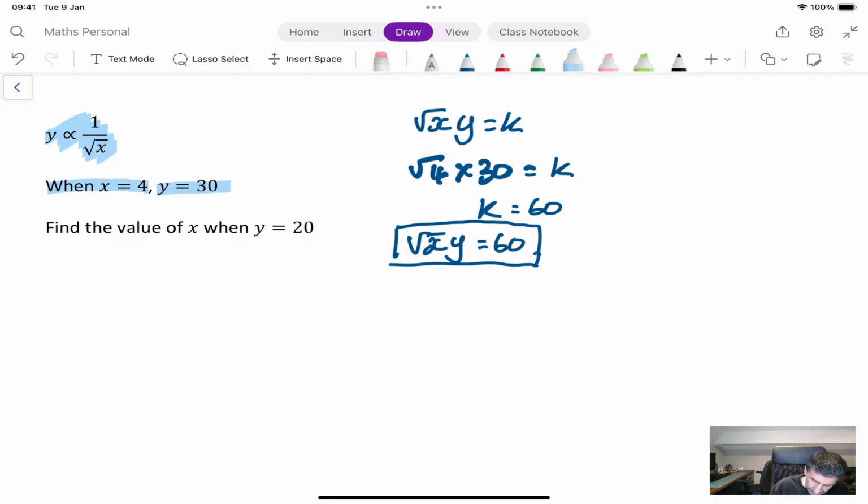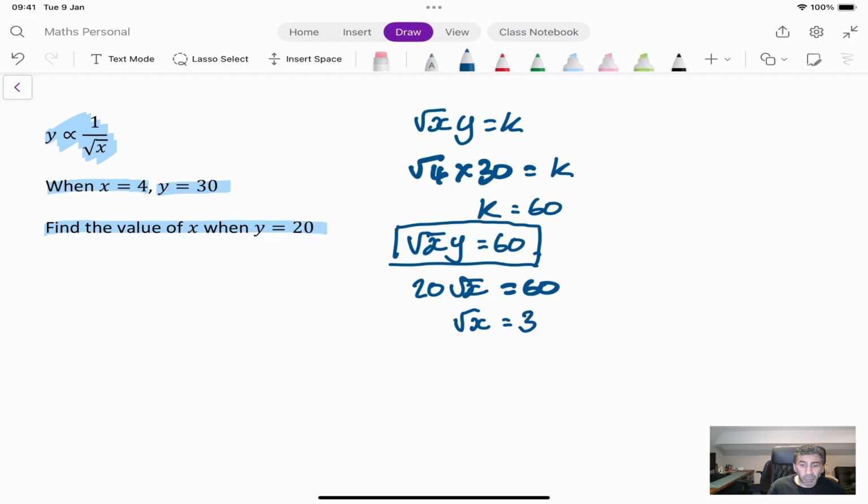So the question itself is saying find the value of x when y is equal to 20. So I'm going to substitute my y equals 20 into here to work out what x is. If I put 20 into here, I've got the square root of x times 20 is equal to 60. I would prefer to write this as 20 root x, so I'll write it like that. So 20 root x is equal to 60. That tells me that the square root of x is equal to 60 divided by 20, which is 3.